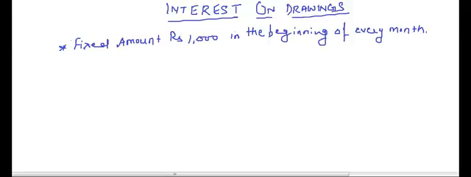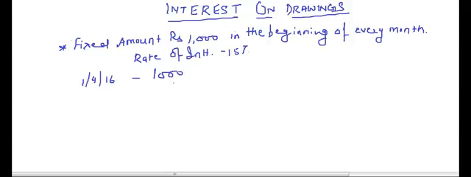For each drawing we will calculate the number of months for which the money is being used. We'll calculate the period for which this money is being used. Now I'll say rate of interest say 15%. We are standing on 1st of April 2016. He is withdrawing 1000. This 1000 he'll be using for the whole year. Clear? So we'll calculate 15% on this amount, which comes to rupees 150.